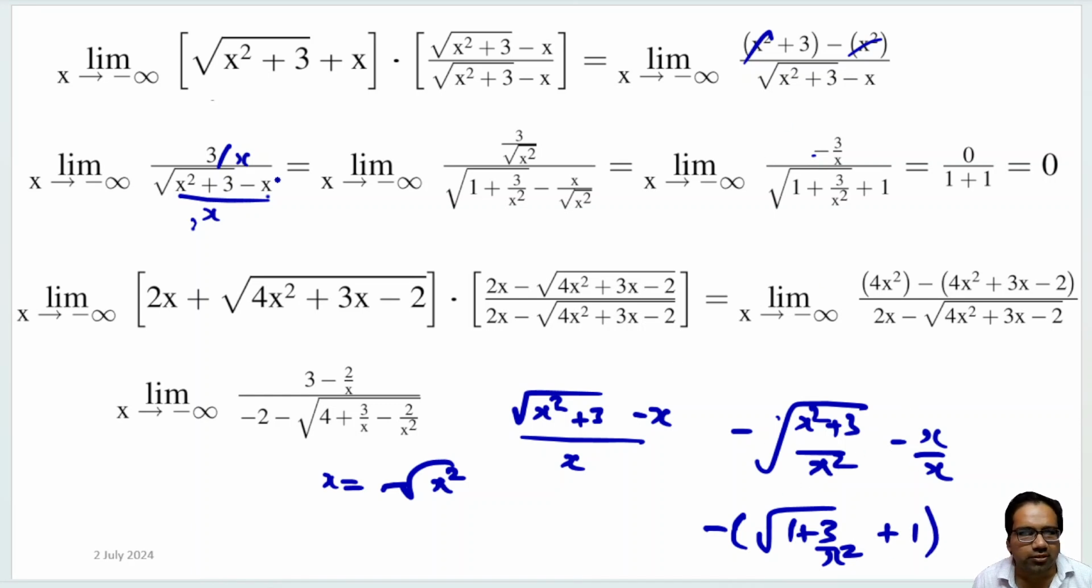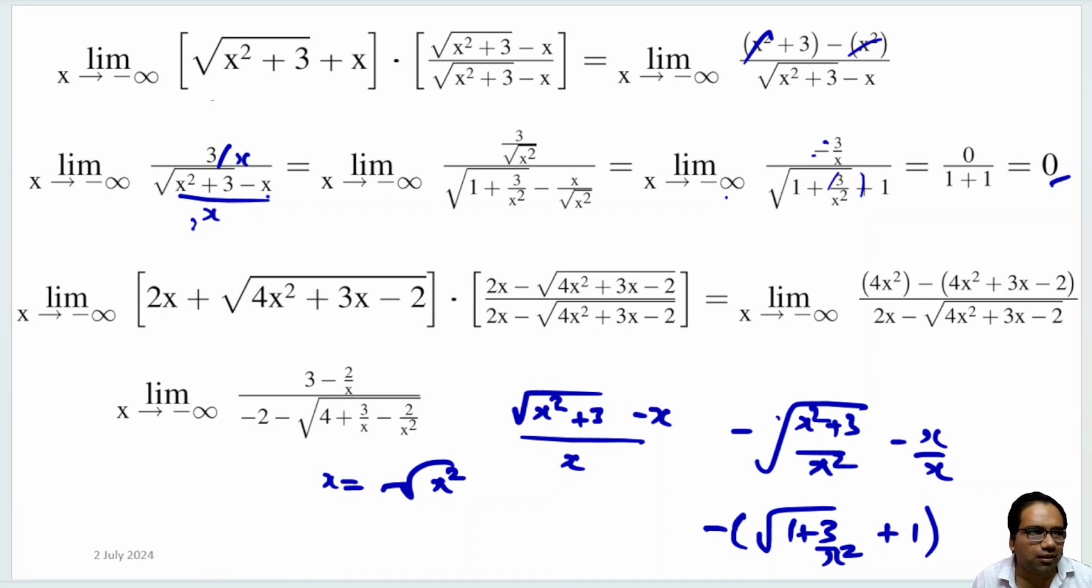So essentially the numerator is 3 by x, right? And the denominator is minus of under root 1 plus 3 by x squared, plus 1. So this minus we are taking in the numerator. And when x tends to minus infinity, this 3 by x will tend to 0 and this also will tend to 0. What will be left? Root 1 plus 1, which is equal to 0.